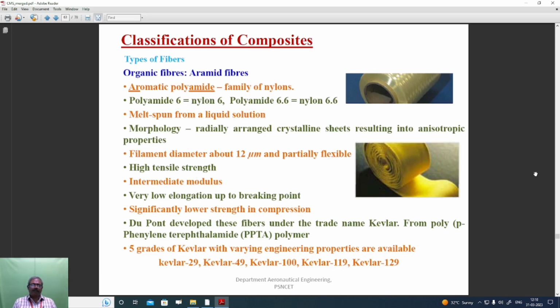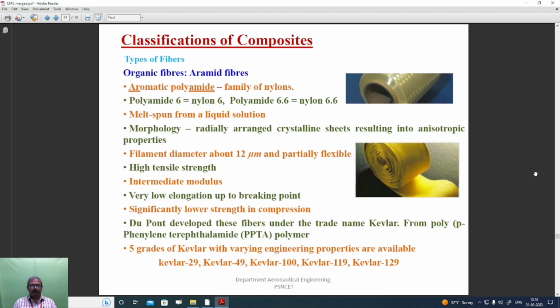Then organic fibers, aramids, that is aromatic polyamide. They are called aramid fibers. It's a family of nylons, melt spun from a liquid solution. The morphology is radially arranged crystalline sheets, resulting in anisotropic properties. Filament diameter is about 12 micrometer, partially flexible, with high tensile strength and intermediate modulus. They have very low elongation up to the breaking point, and significantly lower strength in comparison.